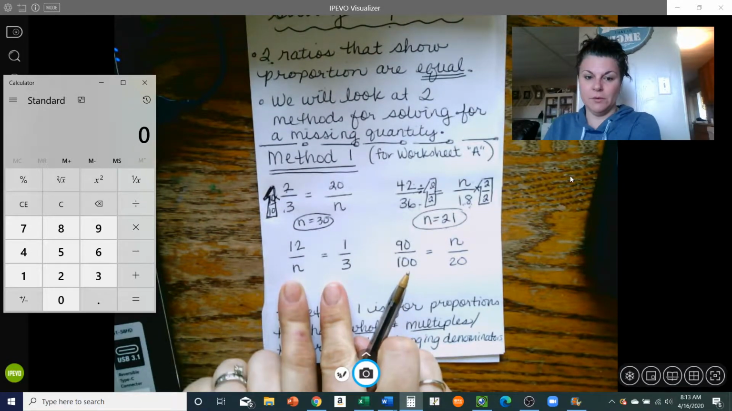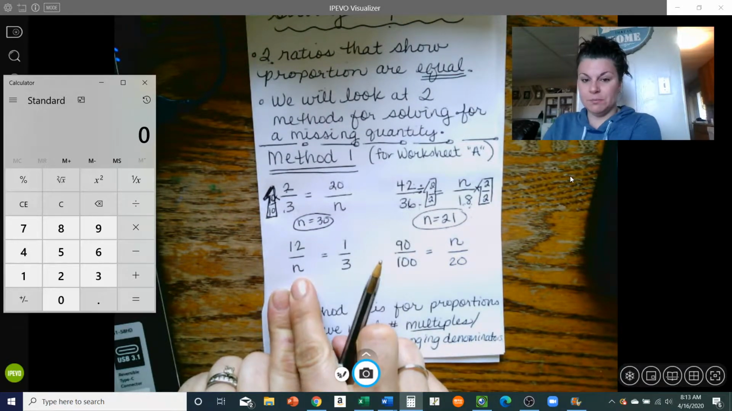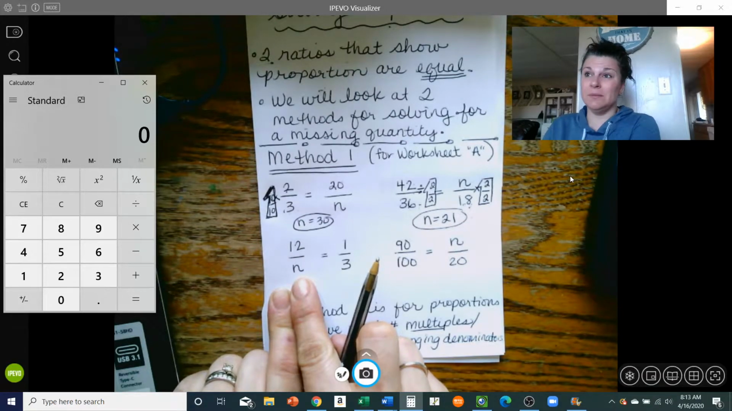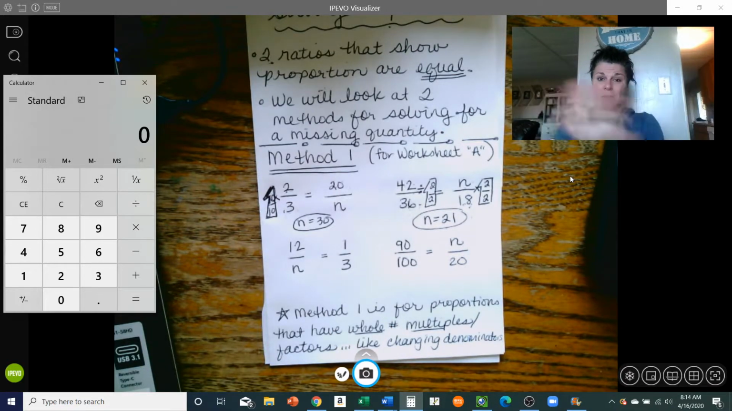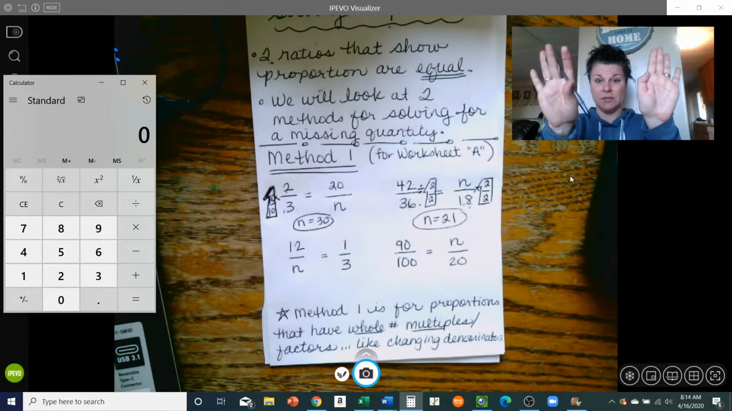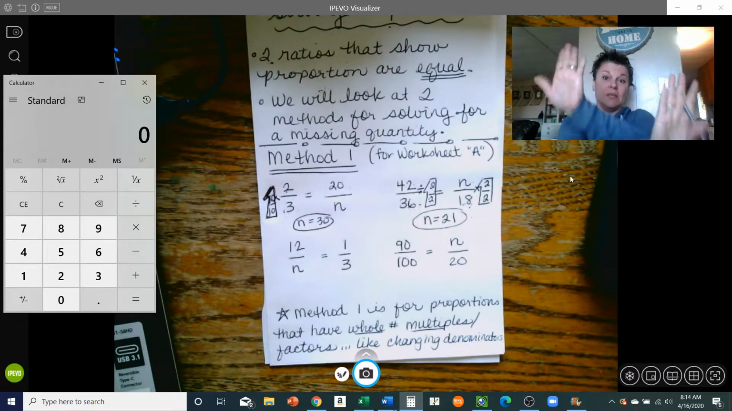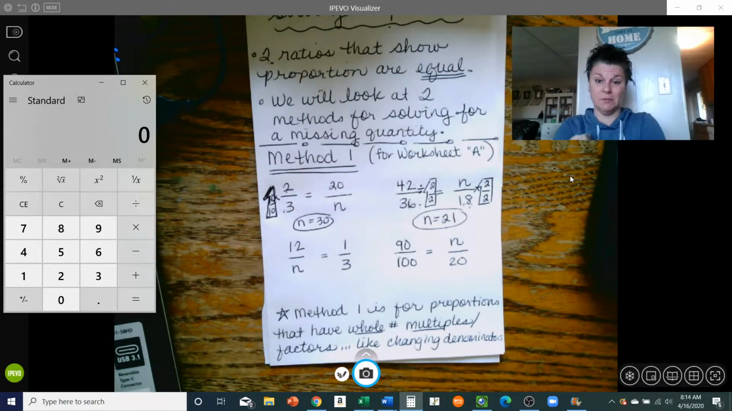Okay, so here, notice my missing number is on the left-hand side. It doesn't matter. They're equal. So remember, equality, it doesn't matter which way you look at it. If I say this number is equal to this number is equal to this number, it doesn't matter which way you look at it.